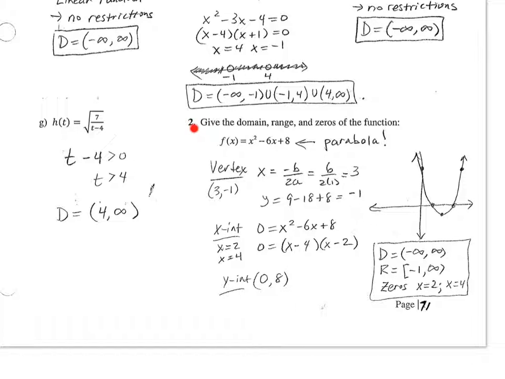On to question 2. We have this function f of x equals x squared minus 6x plus 8, with the instructions give the domain, the range, and the zeros. So this should be a familiar looking quadratic function. I'm going to create a graph here just to help myself answer this.